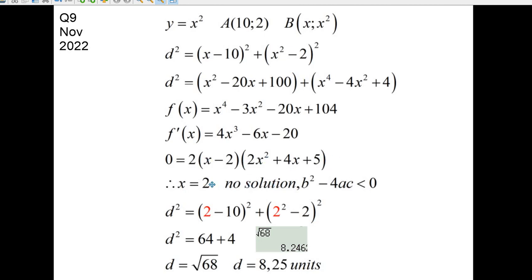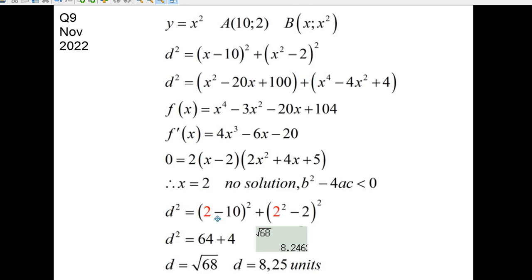I actually didn't have to, because x equals 2 is the only solution that can work, because this part here, b squared minus 4ac, gives me something less than 0. There's no solutions for this one. So x equals 2 is your answer.